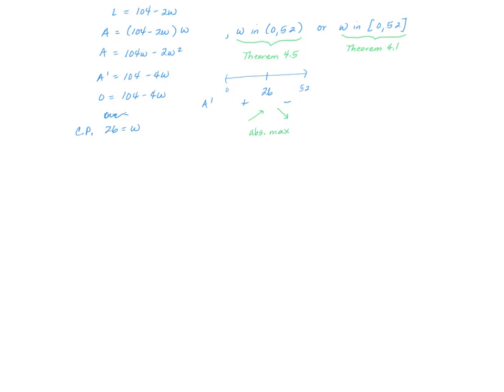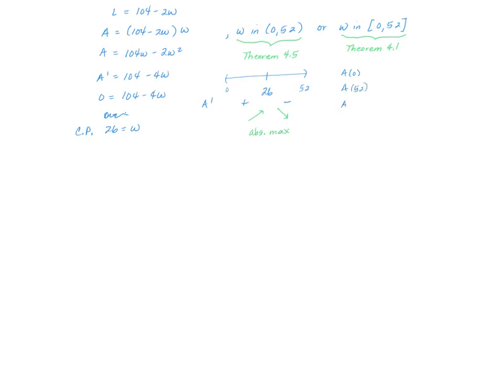Now, if I have a closed interval with brackets, I'm going to use theorem 4.1. So theorem 4.1 means you don't have to look at the sign, whether it's positive or negative. Remember, all you have to do is test the endpoints and the critical point.